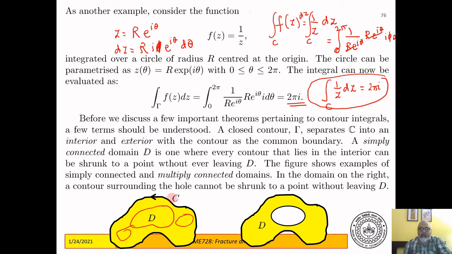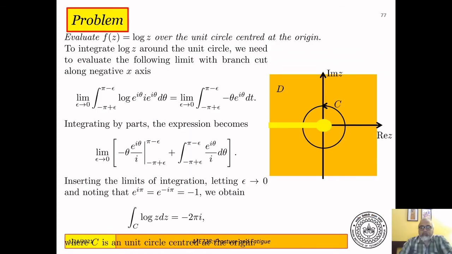You draw it here, you can shrink it to a point without ever crossing D. On the other hand, this D is multiply connected, because obviously if you have a curve like this, which encloses the hole in the domain, then you cannot shrink this curve to a point without ever crossing the boundaries of D. So this is a multiply connected domain. And this is a simply connected domain.